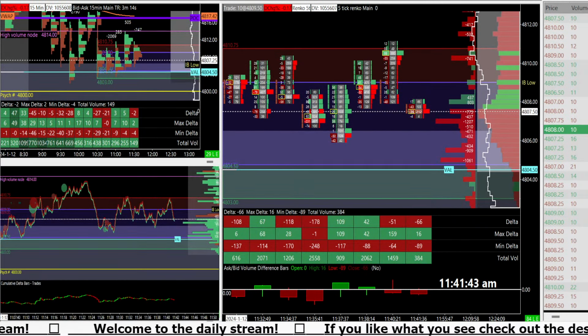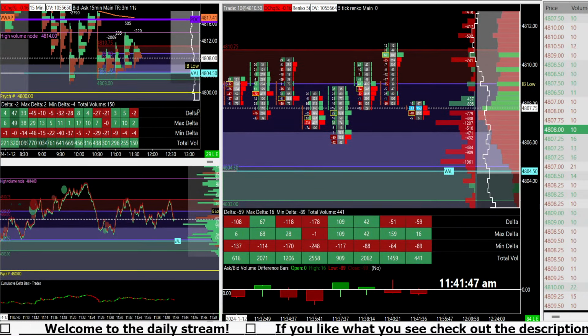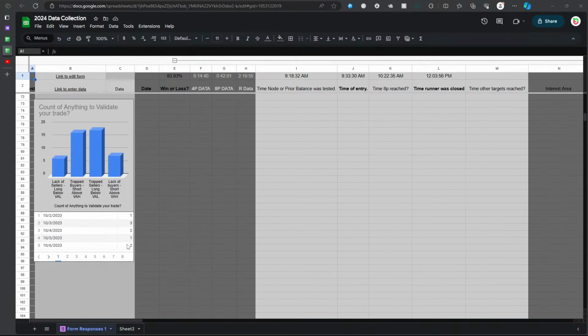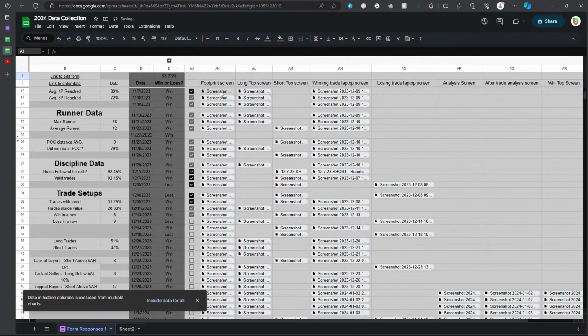Yep, you can see we rejected these higher prices, pulling prices lower. This is what you can do with the Google Forms. Get all your data, and you can also go in here and you can see your trades.